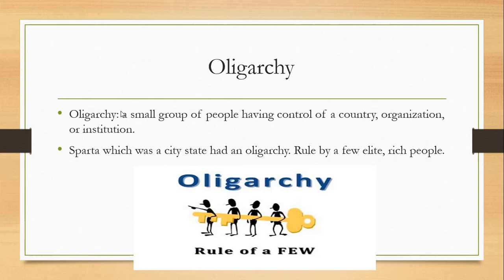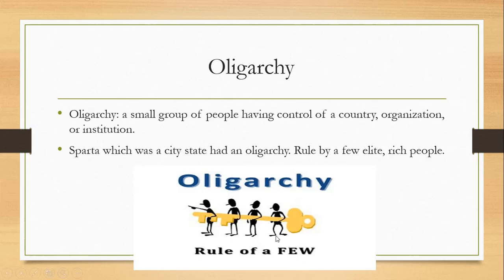Different in Sparta, they're going to have their own type of government. They have what they call an oligarchy, which is a small group of people. Usually elites, rich people, would rule the country. So Sparta has an oligarchy. They have a few elite rich people who would rule the country. So oligarchy, a few people, rule by few, just like this picture shows.